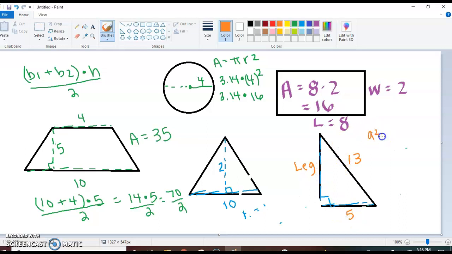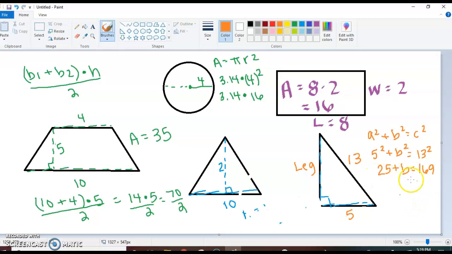So a squared plus b squared equals c squared. 13 is the hypotenuse, so that has to go in the C spot. So 13 squared. And it doesn't matter which one of these you make A and which one you make B. So 5 squared plus B squared equals 13 squared. The important part is from here, you do 5 squared and you do 13 squared. Getting rid of the exponents needs to be your first step. So 5 squared is the same as 5 times 5. 13 squared is the same as 13 times 13.